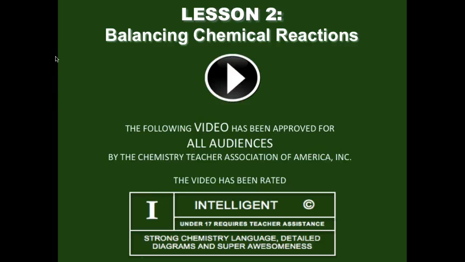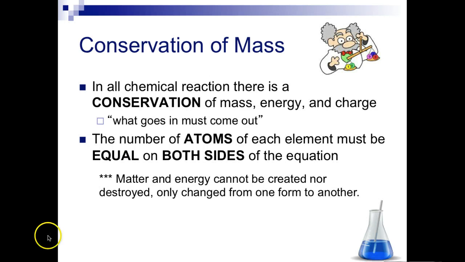All right, guys, let's talk about lesson 2, which is balancing chemical reactions. First thing you need to understand when balancing a chemical equation is why you have to do it. That is because of the law of conservation of mass. The law of conservation of mass states that mass can neither be created nor destroyed, it'll just change forms. So, in any reaction, there is a conservation of mass, energy, and charge. That means that what goes in must come out.